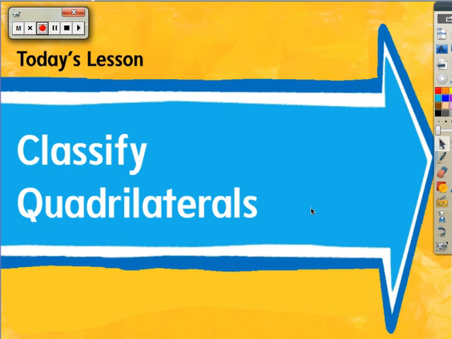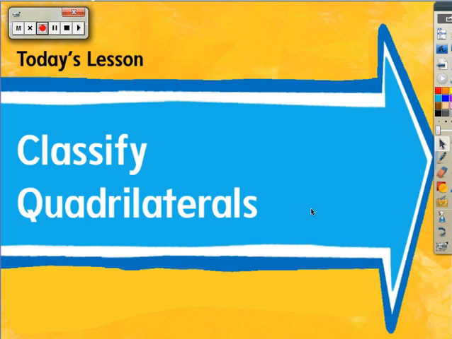Yesterday we were classifying triangles. Today we're going to classify quadrilaterals. Just like triangles, it's going to be based off of sides, whether or not they're congruent, and angles. The difference between quadrilaterals and triangles is that we don't have two different sets of names.